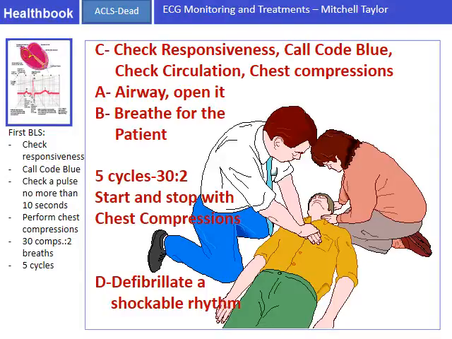It's in CABD, excuse me. Check responsiveness, call for help, check circulation, do chest compressions. Open the airway, give 2 breaths, 5 cycles of 30 to 2, chest compressions and breaths. You don't really have to worry about what am I doing next. You just go back to cycles of chest compressions and breathing for the patient. And then the last step is D, check for a shockable rhythm, defibrillate.